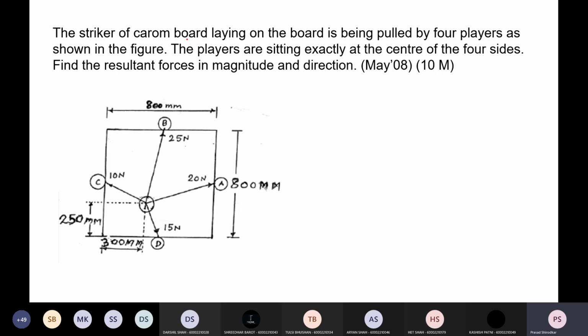A striker of a carom board lying on the board is being pulled by 4 players as shown in the figure. The players are sitting exactly at the centers of the four sides. Find the resultant force in magnitude and direction. Okay? So first thing we need to do is find out the angles. To find out the angles, make these triangles, and we need to know the sides of each triangle.